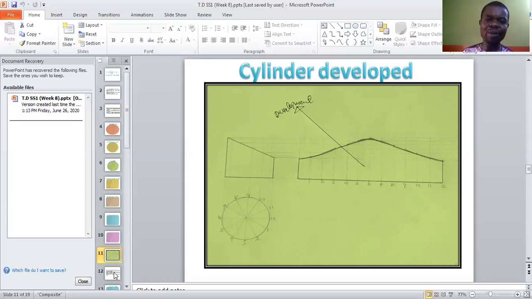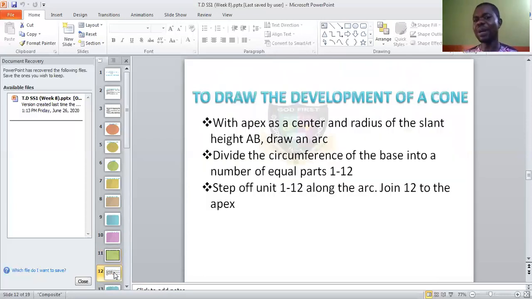This one is talking about cone development, to draw the development of a cone. You remember we talked about the pyramid cone. It has an apex, that's the top area. With the apex as center and the radius as the slant side, that is the line that goes down, which makes the height, you draw an arc. That is the slant side makes the height. Then you draw an arc with your compass.